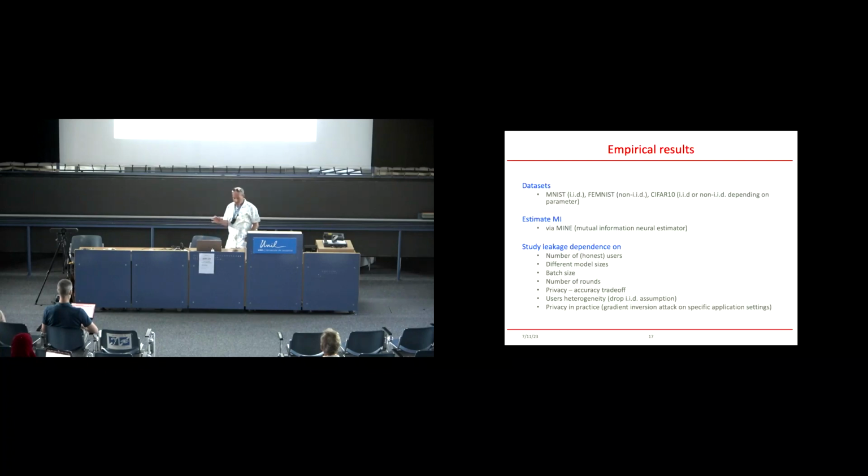Now let's see if this actually checks out in practice. So we have a bunch of data sets with both IID and non-IID data. That's important. For the proof of the bounds, we have assumed IID. We are going to check the level of leakage over various parameters.